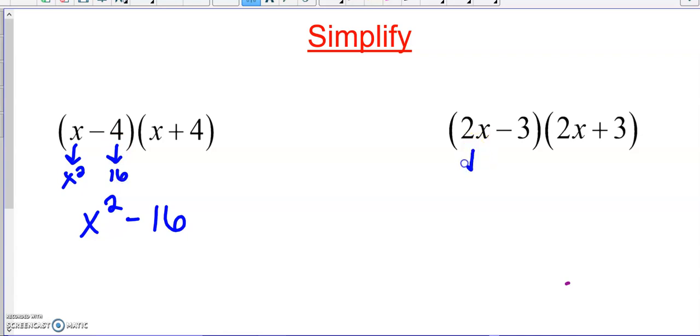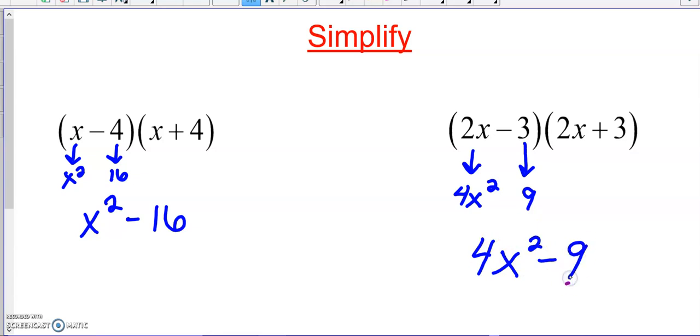For this one, I know 2x squared, I have to square the 2, which is 4. I have to square the x, which is x squared. And if I'm going to square 3, I get 9. So I should always have subtraction in the middle, 4x squared minus 9. There is your first special case.